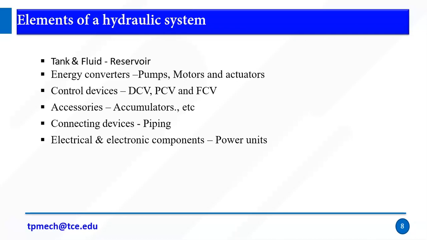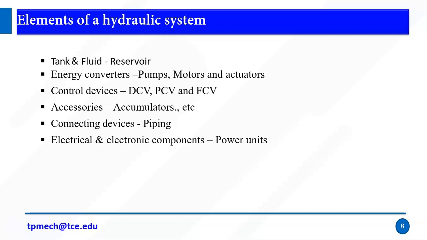Pumps are used to convert mechanical energy or electric energy into hydraulic energy. Motors again transfer the hydraulic energy. An actuator will convert hydraulic energy into some useful work. Again, we have control devices: DCV, PCV, FCV. DCV stands for direction control valve, PCV stands for pressure control valve, FCV stands for flow control valve, right? So we can control direction, flow and pressure.